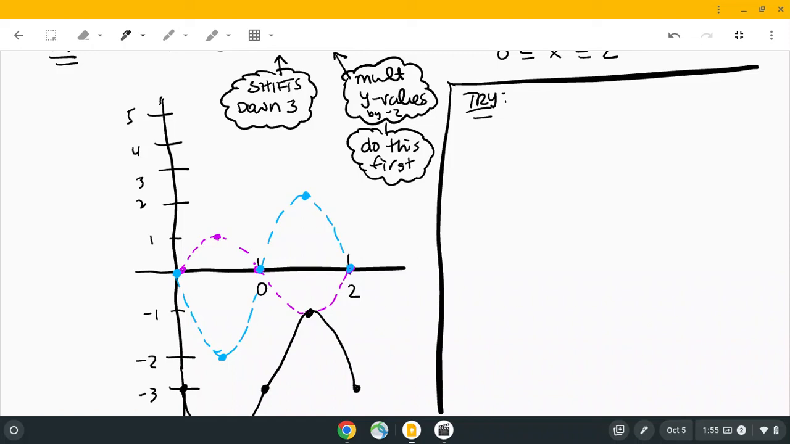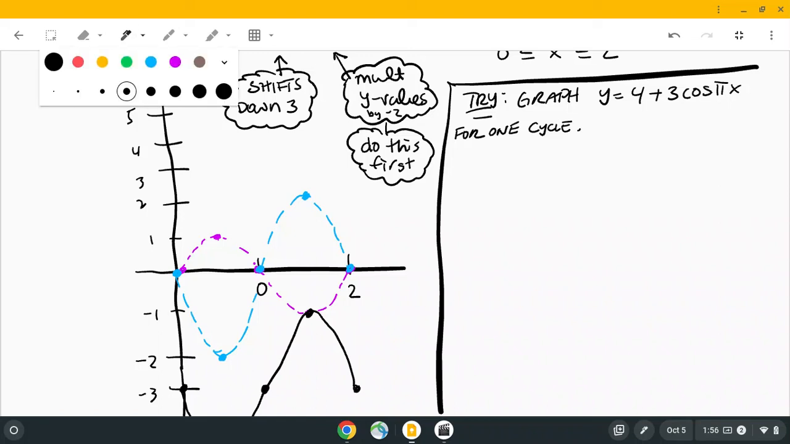Let's do a cosine graph. Try this one. Graph y equals 4 plus 3 cosine pi x for one cycle. Go ahead and hit the pause button and then come back and see if you get the same thing.